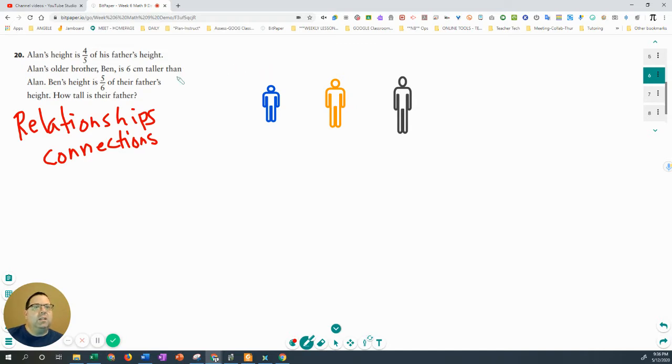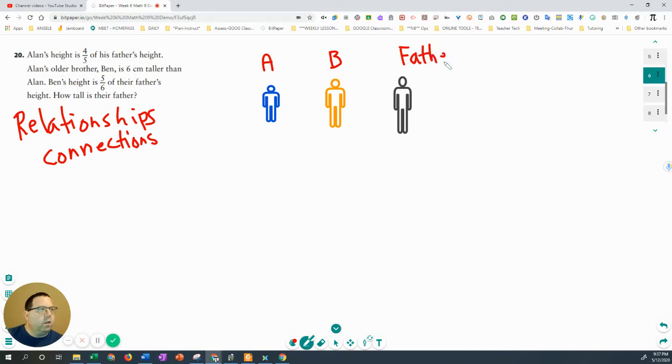It seems to me by reading this, Alan's height is 4/5 of the father's height. Alan's older brother is 6 centimeters taller than Alan. Those two sentences alone have given me an indication that Alan is the shortest one here. Ben is 6 centimeters taller than Alan, so Ben's got to be the orange or the black one. So Ben's height is 5/6 of the father's height. This is kind of like Goldilocks, a short, medium, and tall. So this must be father.